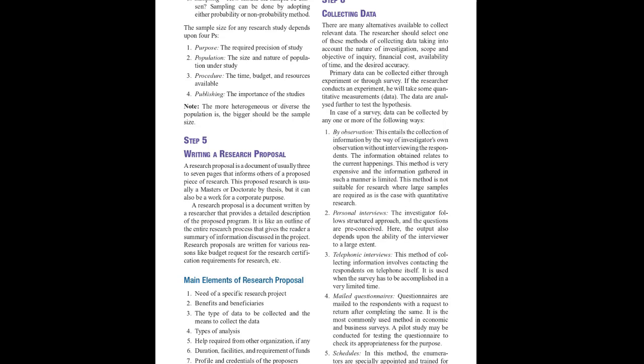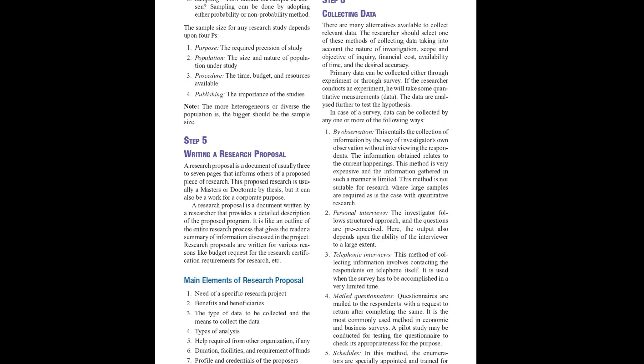The sample size of a research study depends upon 4 Ps. 1. Purpose, the required precision of the study. 2. Population, the size and nature of the population under study. 3. Procedure, the time, budget, and resources available. 4. Publishing, the importance of the study's results. The more heterogeneous or diverse the population is, the bigger the sample size should be.